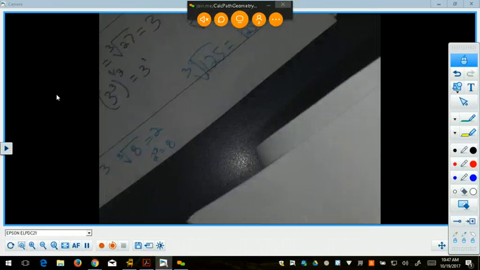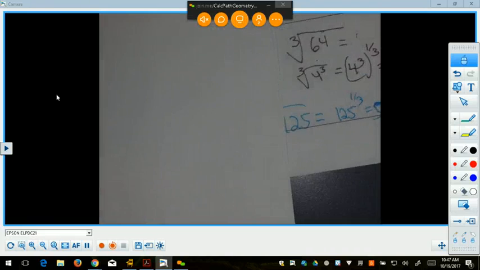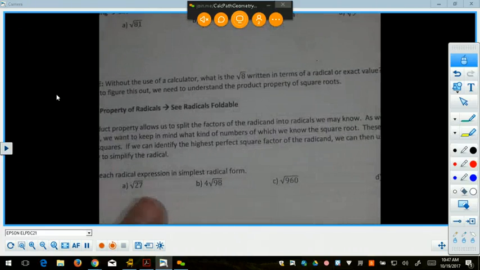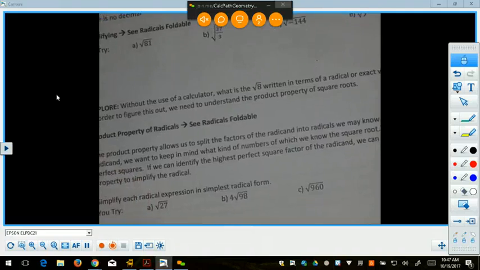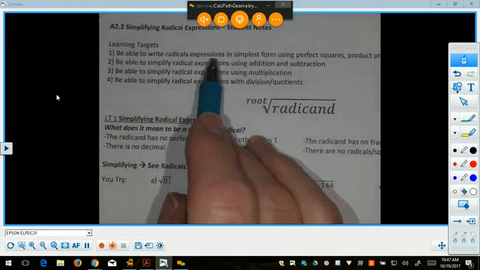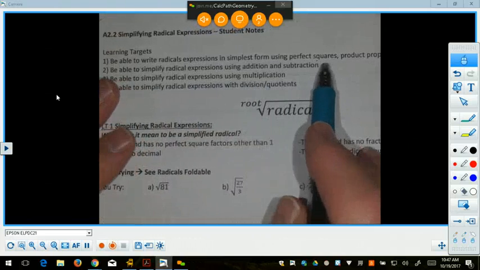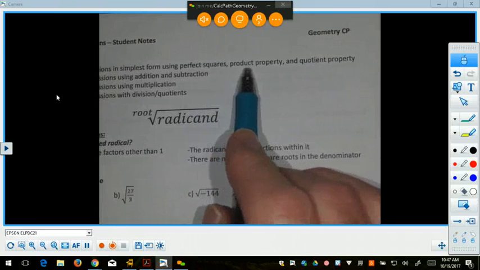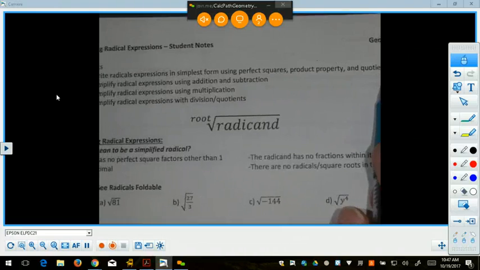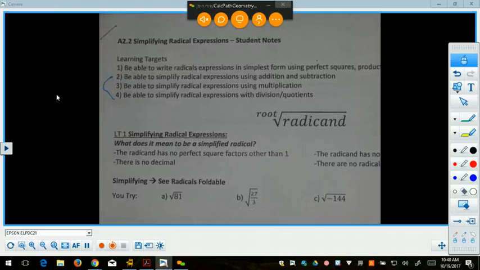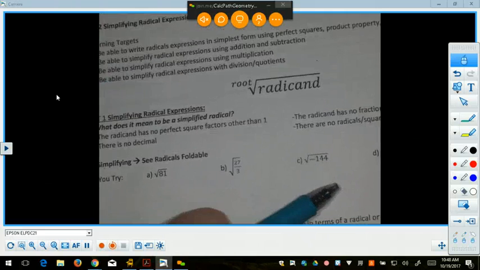Now we move on to the actual notes, if I can find them. Here they are. Radicals, radicand. The learning targets we're looking at specifically today are to be able to write radical expressions in simplest form using perfect squares or prime factorization, using the product property and quotient property. Tomorrow we're going to look at the other three. If we can get to addition and subtraction today, we will.